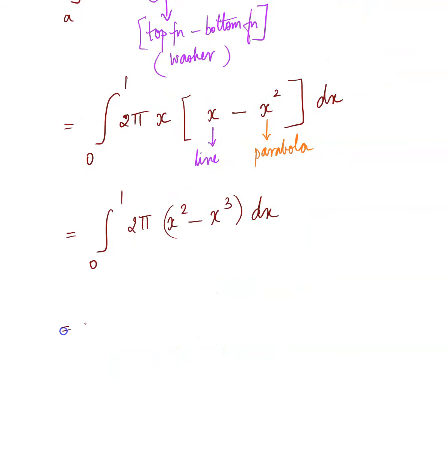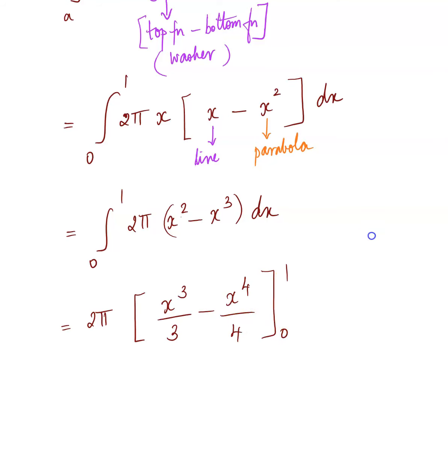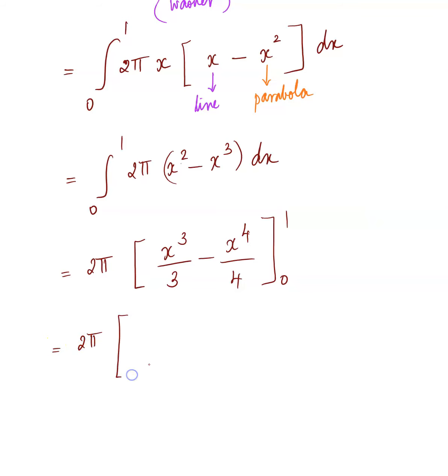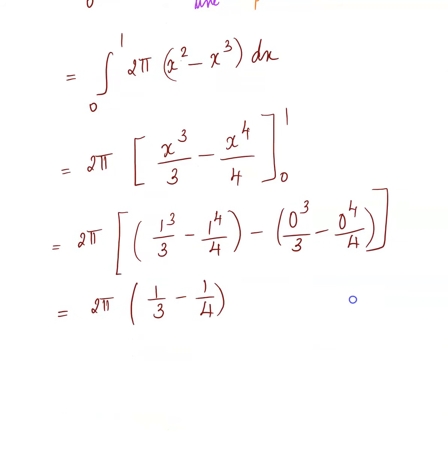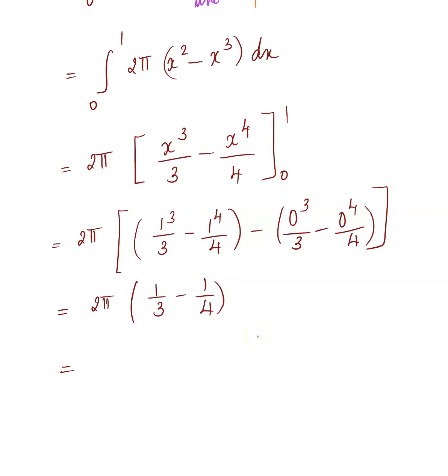In fact, we could bring the 2 pi outside, and integrate, and apply the limits 0 to 1. Okay, that's 2 pi times 1 over 3 minus 1 over 4. Simplify all that, that's 1 over 12 times 2 pi, so it's pi over 6. Volume is pi over 6. So this was a slightly different problem where we had to adjust things a little bit to help us get what we want.